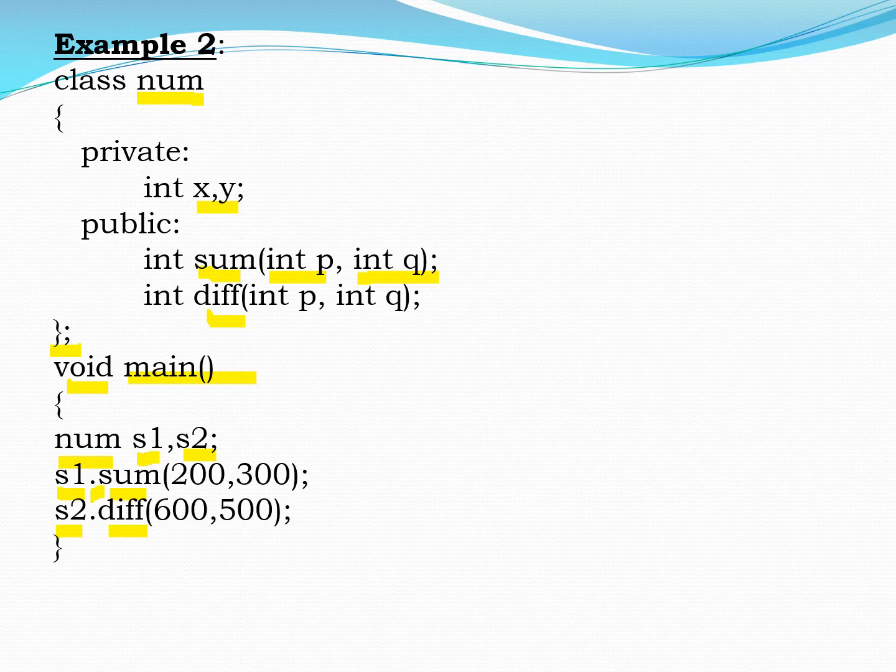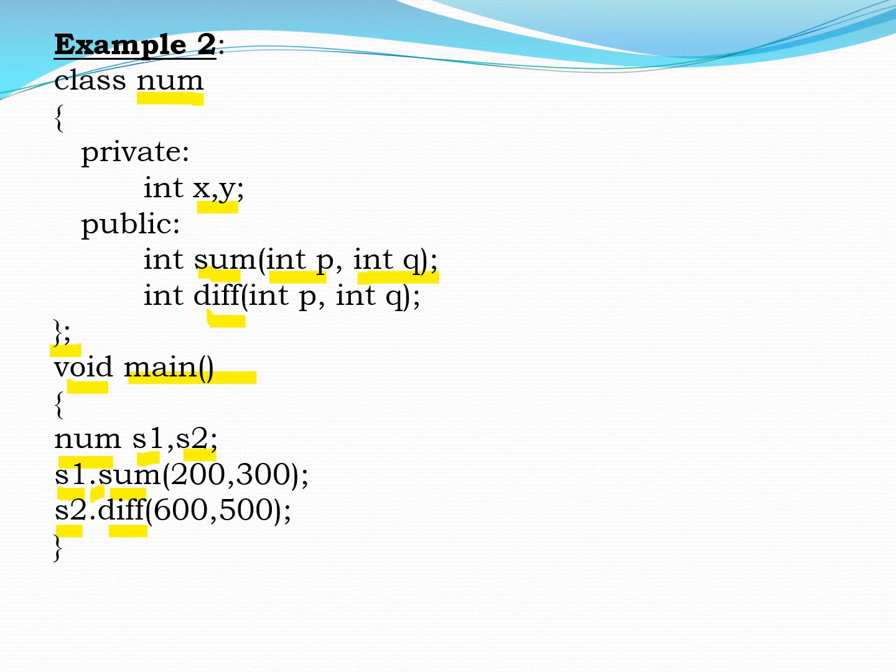Once it has been accessed, it checks whether S2 is an object. S2 is an object belonging to Num. It checks whether Num is a class. Yes, Num is a class. And inside the class definition, it checks whether we have a member function called diff, difference.